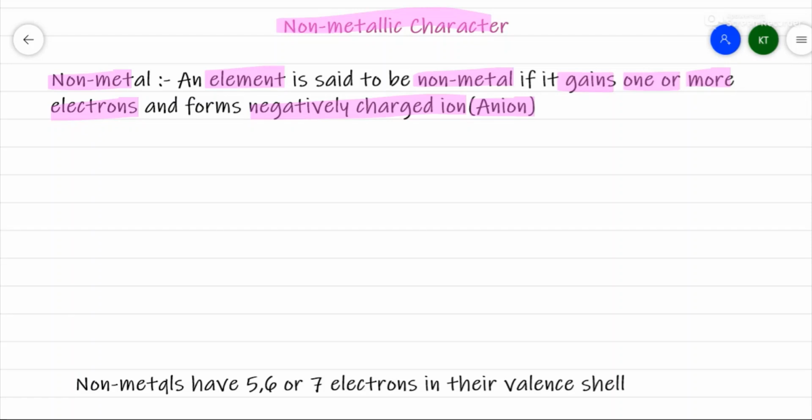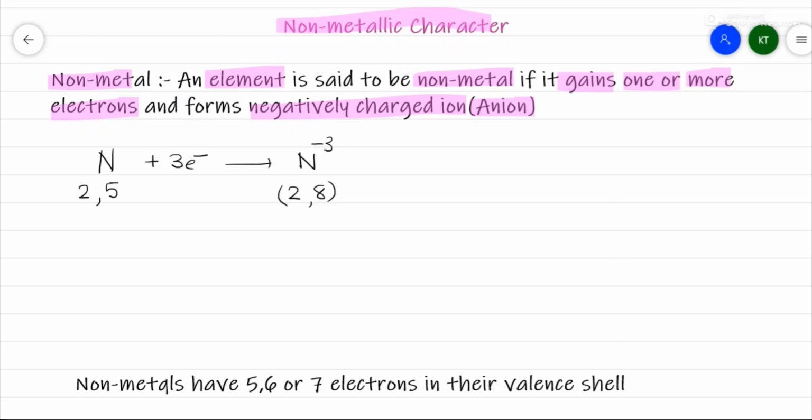So let us take few examples to understand this. I have nitrogen, atomic number 7, electronic configuration 2, 5. So nitrogen, in order to complete an octet in a valence shell, readily shows a tendency to gain 3 electrons and gets converted into N-3, that is nitride ion, and attains the electronic configuration of nearest noble gas, that's neon.